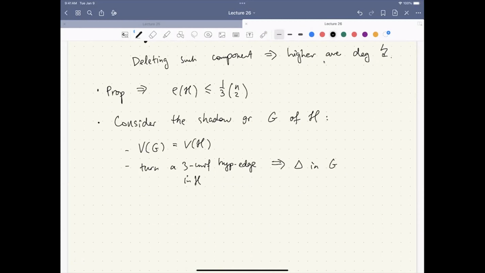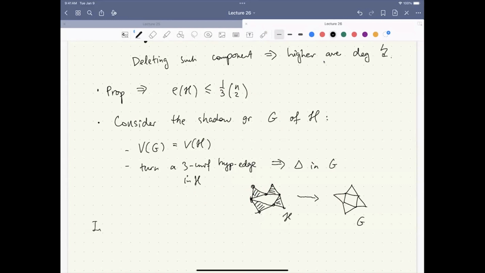So let me draw a picture. Suppose it looks something like this. Then how do you transform it? You turn every hyperedge into a triangle in G. In other words, think of this hyperedge as a 3-set. You take its 2-shadow, which are these pairs. This will be the edges of our graph. So it becomes this graph. This is a small example.